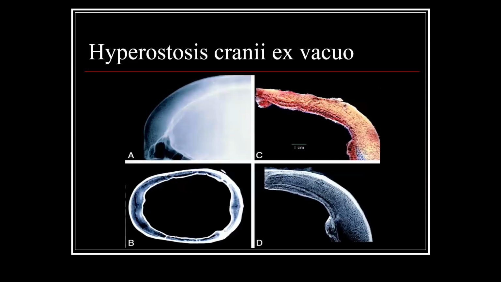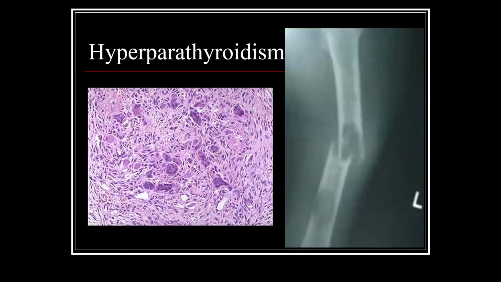One of the variants of normal: hyperostosis cranii ex vacuo. We don't know all the etiologies for this lesion, but it leads to this marked frontal hyperostosis. Certainly, if you do enough autopsies, you'll see this more than once in your career, and it's typically not a pathologic process to be worried about.